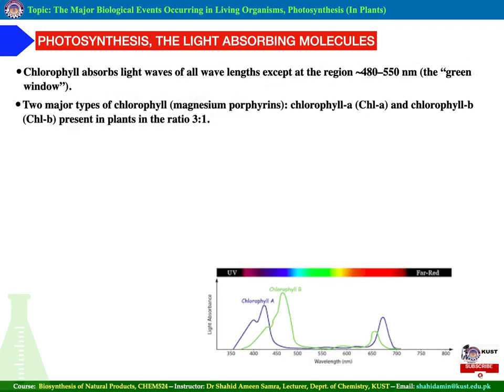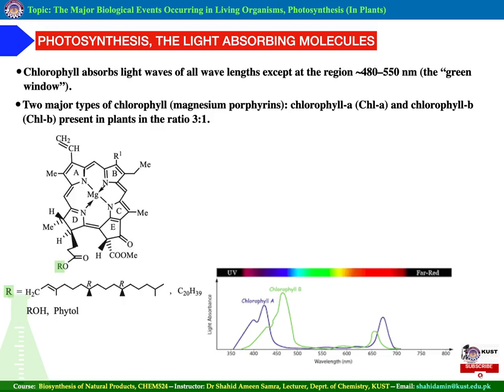Now, chlorophyll is of two major types, chlorophyll A and chlorophyll B. And these two types of chlorophyll are present in plants in a ratio of 3 to 1. If you look at the general structure of chlorophyll, for example, here we have a general porphyrin structure. Porphyrin is a pyrrole containing cyclic system like this one.